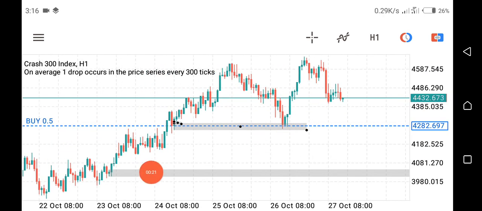So before you draw your demand or supply zone, in order to make it more valid, you look out for the one that has a gap or a fair value gap before it or after it.